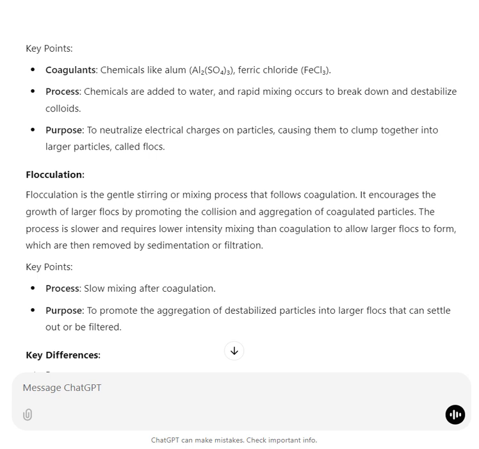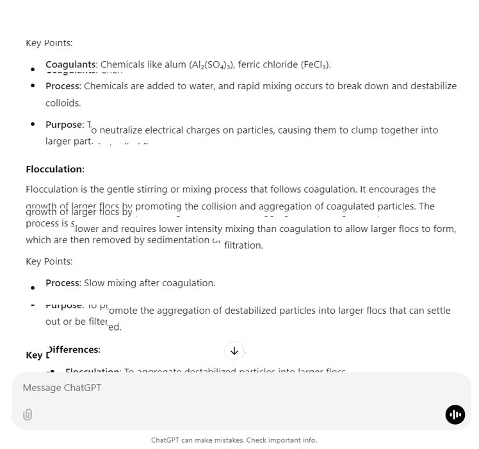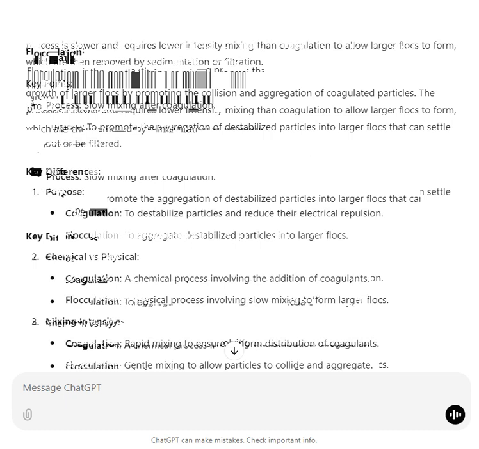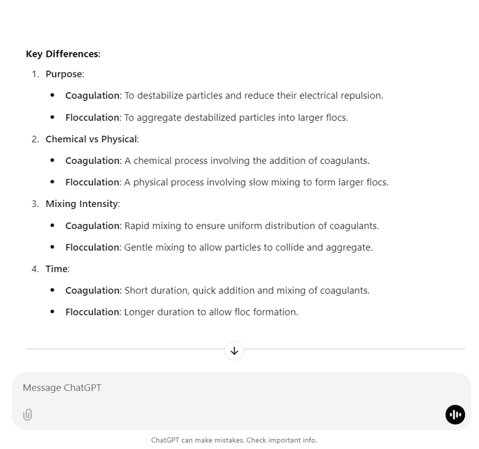Key points. Process: slow mixing after coagulation. Purpose: to promote the aggregation of destabilized particles into larger flocs that can settle out or be filtered. Key differences. 1. Purpose. Coagulation: to destabilize particles and reduce their electrical repulsion. Flocculation: to aggregate destabilized particles into larger flocs.